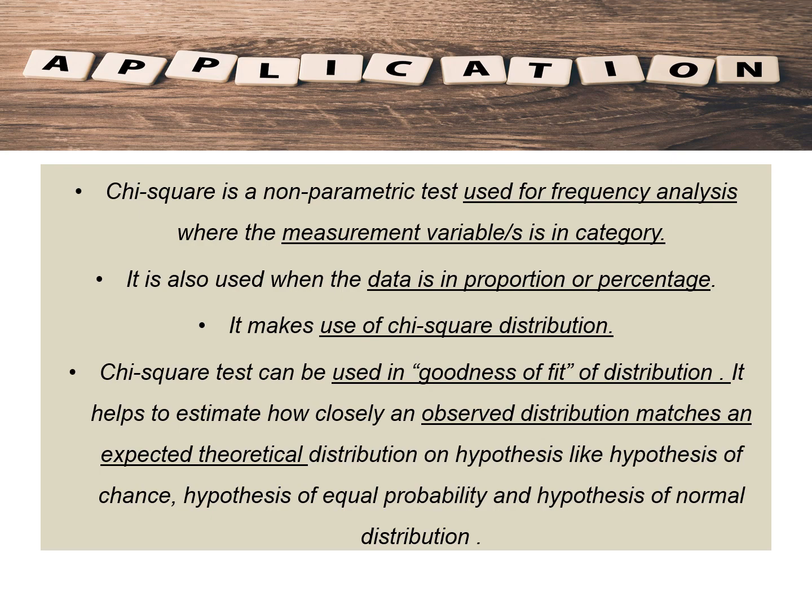Chi-square test can be used in goodness of fit of observation. It helps to estimate how closely an observed distribution matches an expected theoretical distribution on hypotheses like the hypothesis of chance, the hypothesis of equal probability, and the hypothesis of normal distribution. I hope this part will be clearer to you when in my next videos I discuss the types and their calculations.